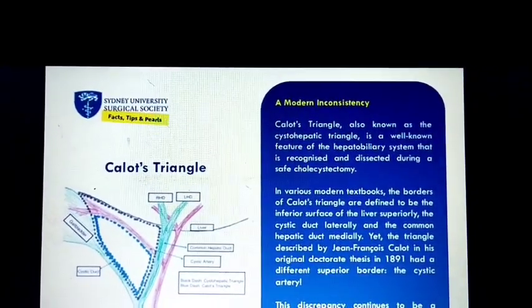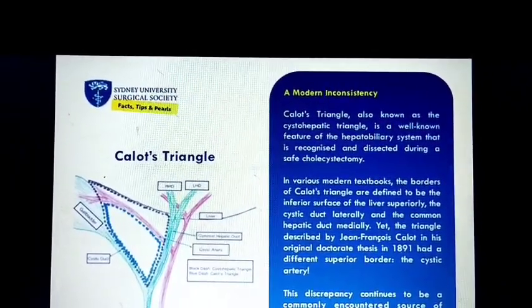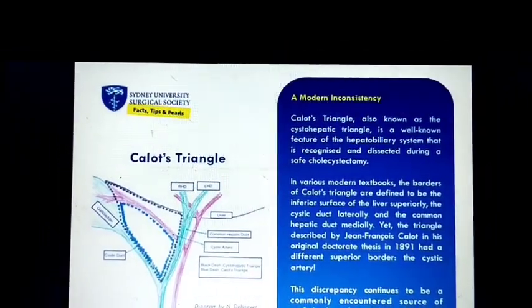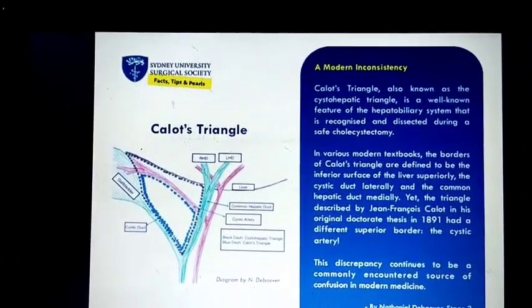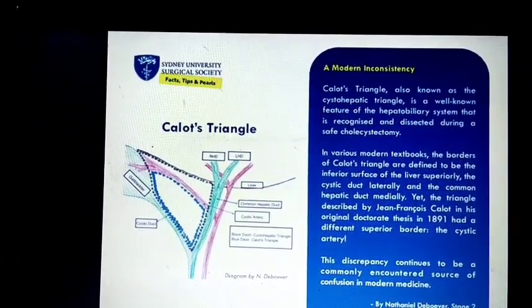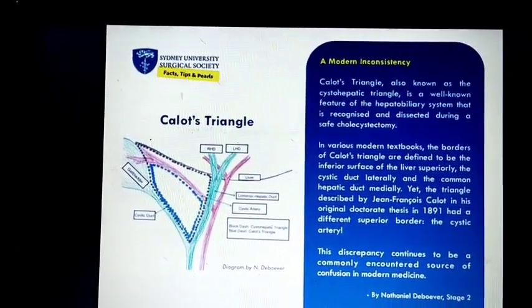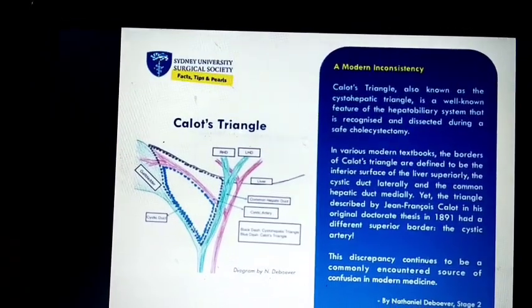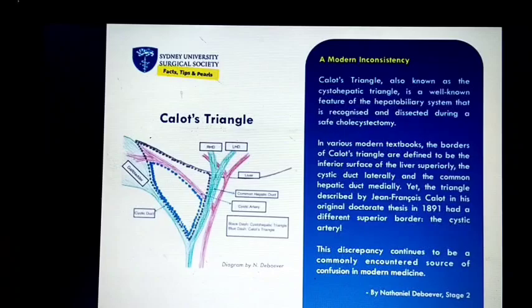It is also known as the cystohepatic triangle. It is a well-known feature of the hepatobiliary system that is recognized and dissected during laparoscopic cholecystectomy. In various modern textbooks, the borders of Kellogg's triangle are defined as the inferior surface of the liver superiorly, the cystic duct laterally, and the common hepatic duct medially.